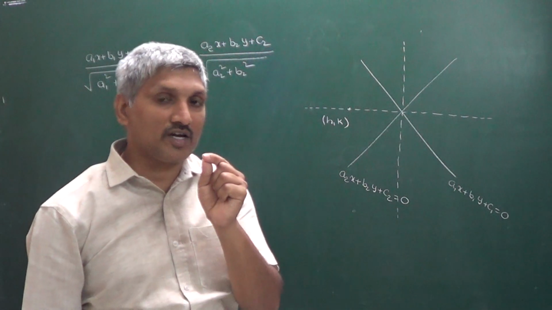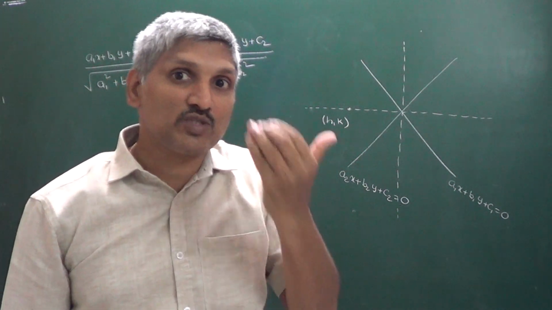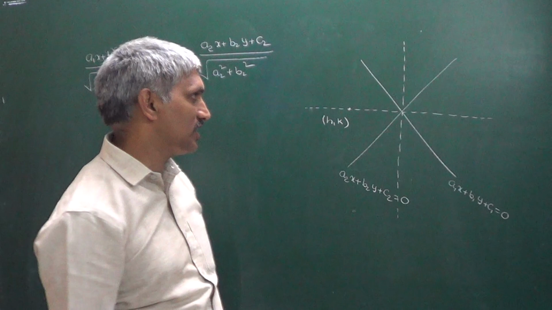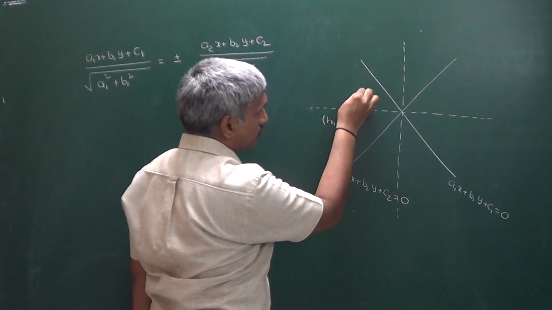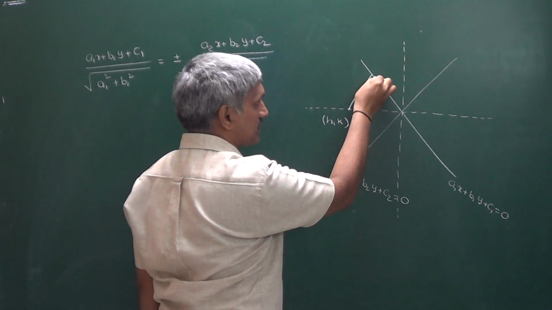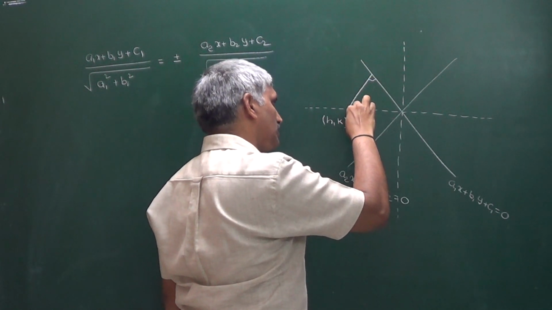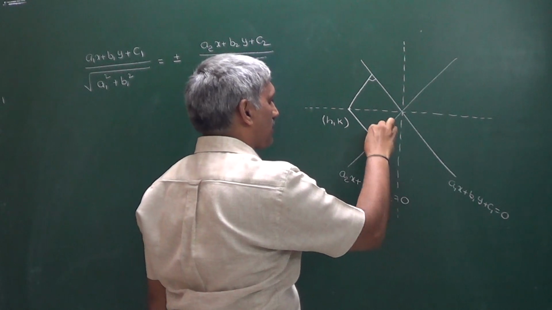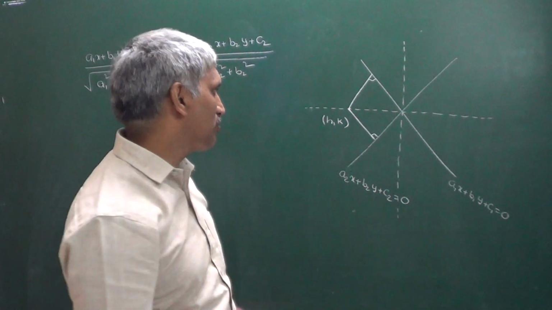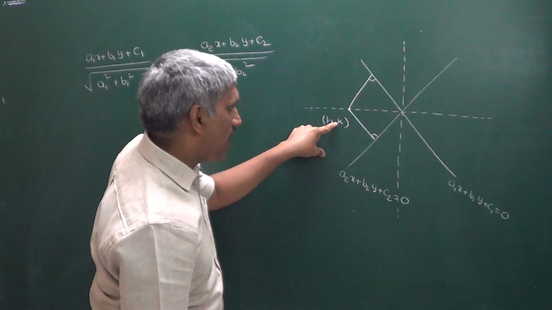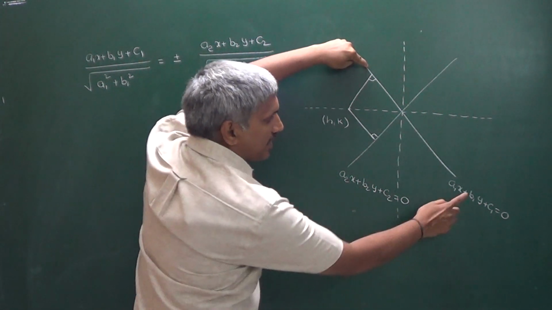Take a point (h, k) satisfying one condition. What is that condition? Observe this one. From this point (h, k) onto this line the perpendicular distance, and from the same point (h, k) onto this line the perpendicular distance, both the distances must be equal. Now tell me, from (h, k) onto this line, what is the perpendicular distance?